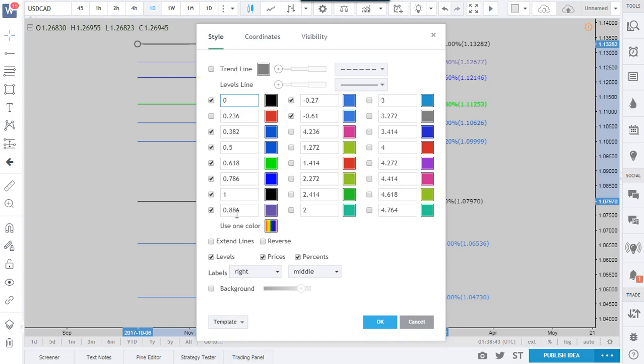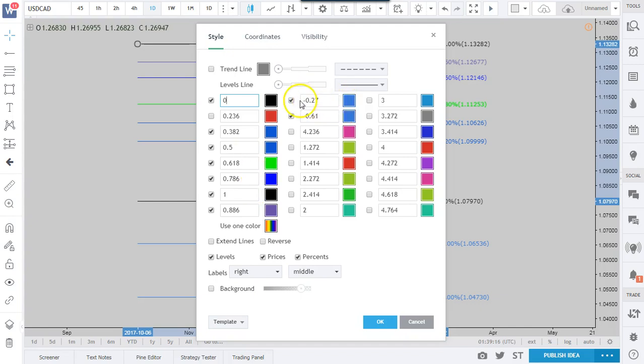Each of the advanced patterns has its own rules. Bat pattern has its own rules. Gartley pattern has its own rules. Cypher pattern has its own rules. Crab, butterfly, and all of that have their own different rules. So personally, I know 0.886 is for the bat pattern. The Cypher pattern and Gartley pattern use the 0.786, which is also considered the last hidden support and resistance.